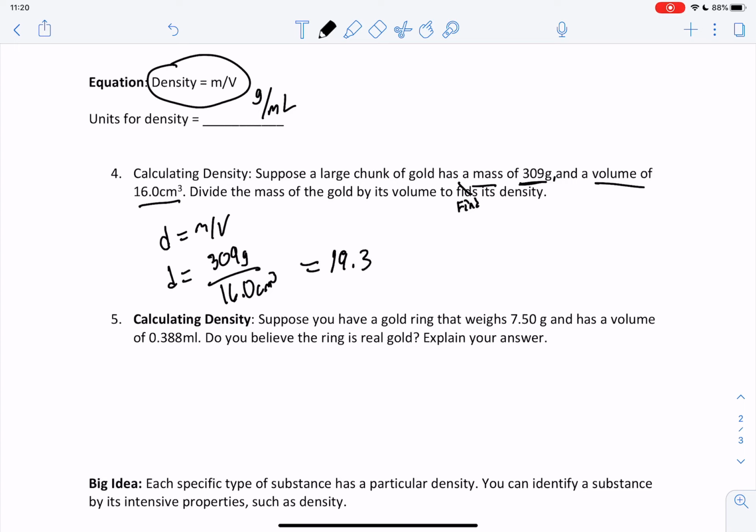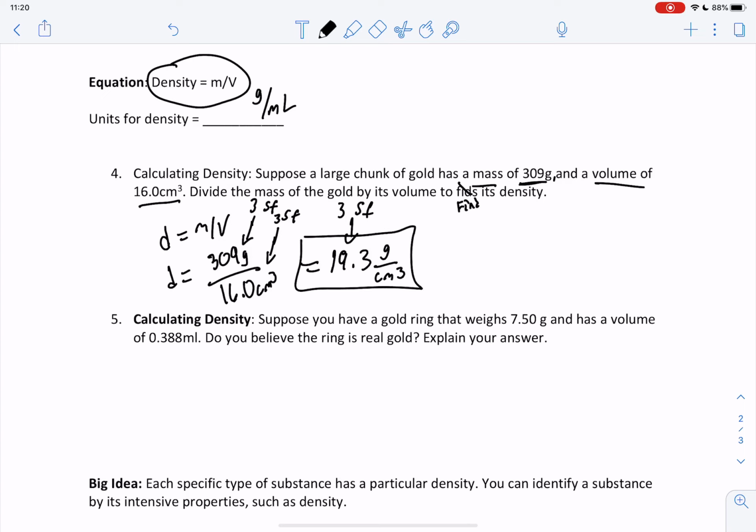19.3. Because both of these go up to what we call significant figures, and we'll talk more about significant figures later, they both have 3 sig figs or SFs. So we know our answer needs to be 3 numbers long too. All right, so after the 3, we stop. This is grams over centimeters cubed. All right, and that's our density.